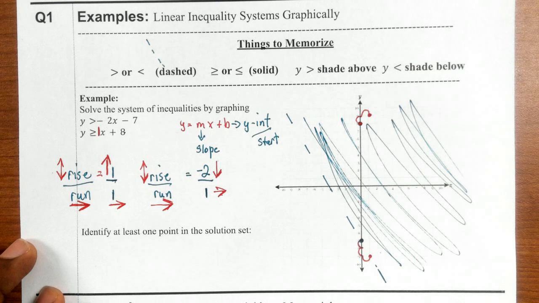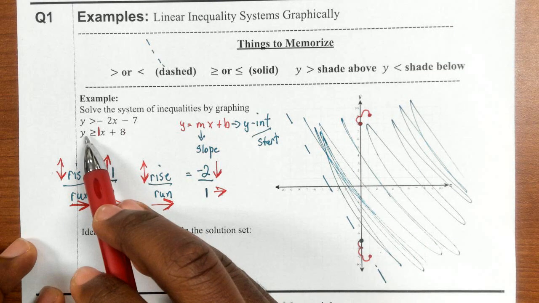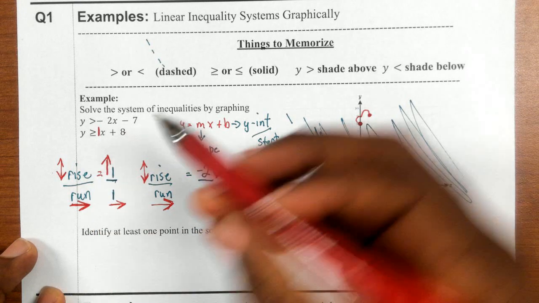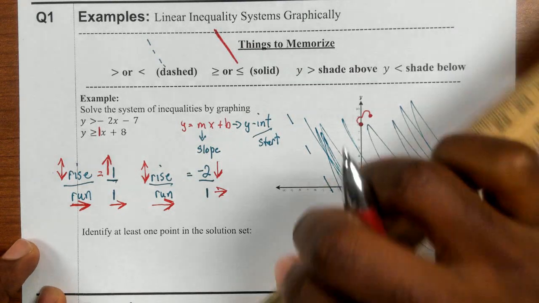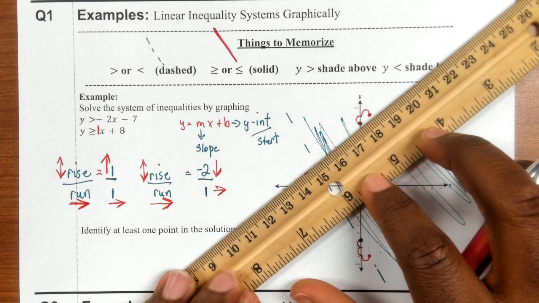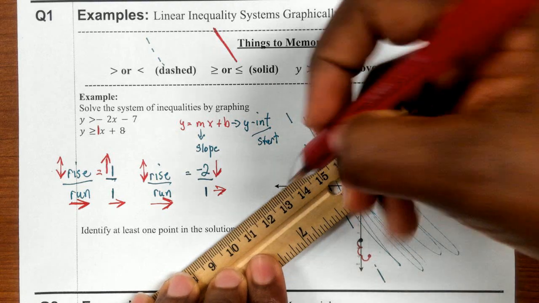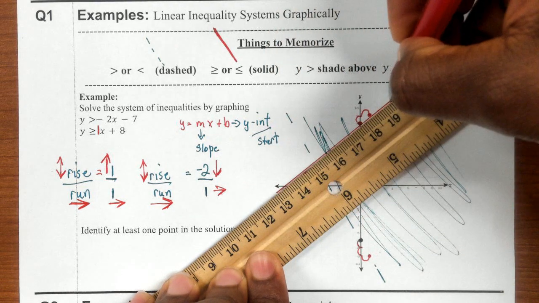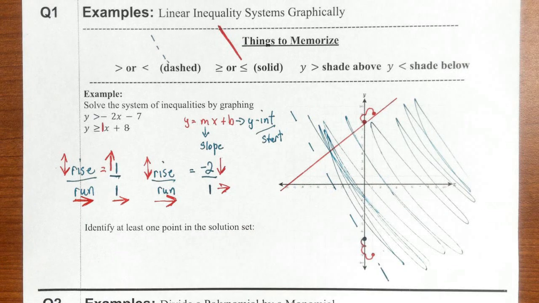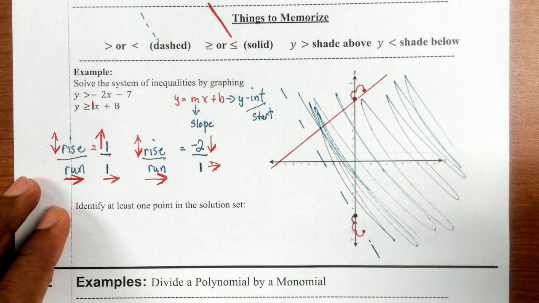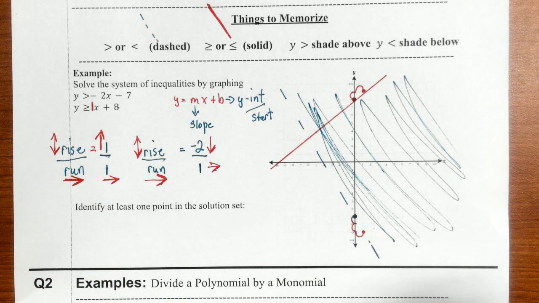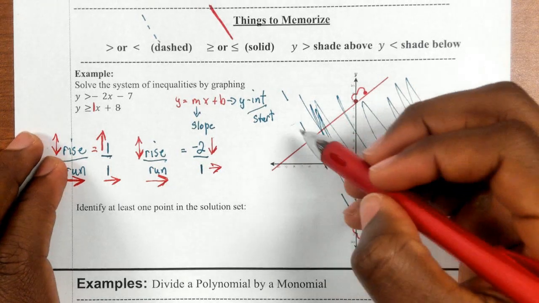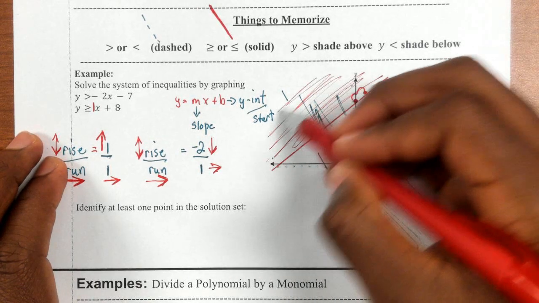Now I'm going to figure out the type of line I'm going to have. Because there is a solid line underneath, we're going to have a solid line. So I'm going to draw my line, and I'm going to make sure that it's a solid line. Now I'm going to identify where I'm going to shade. This is saying that y is greater than my line. If I'm greater than my line, am I above it or below it? Above it. So we're shading above again.